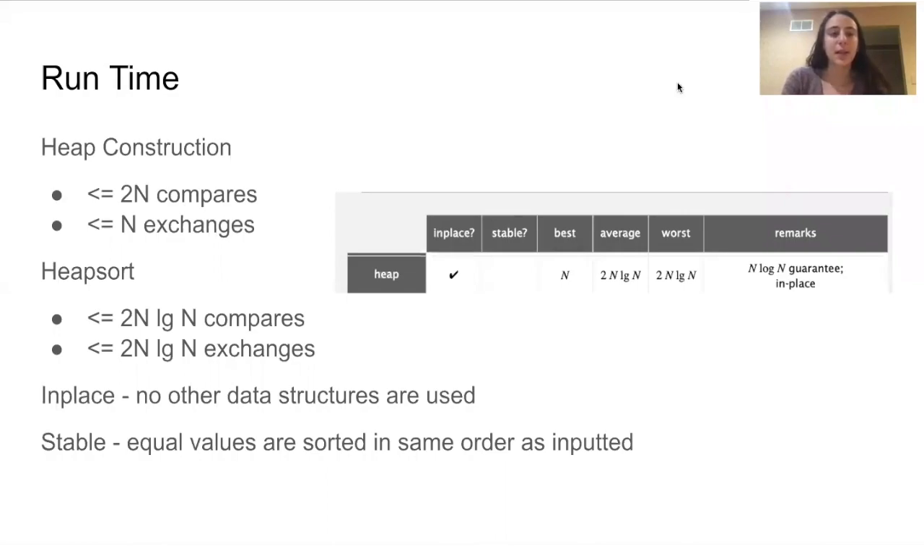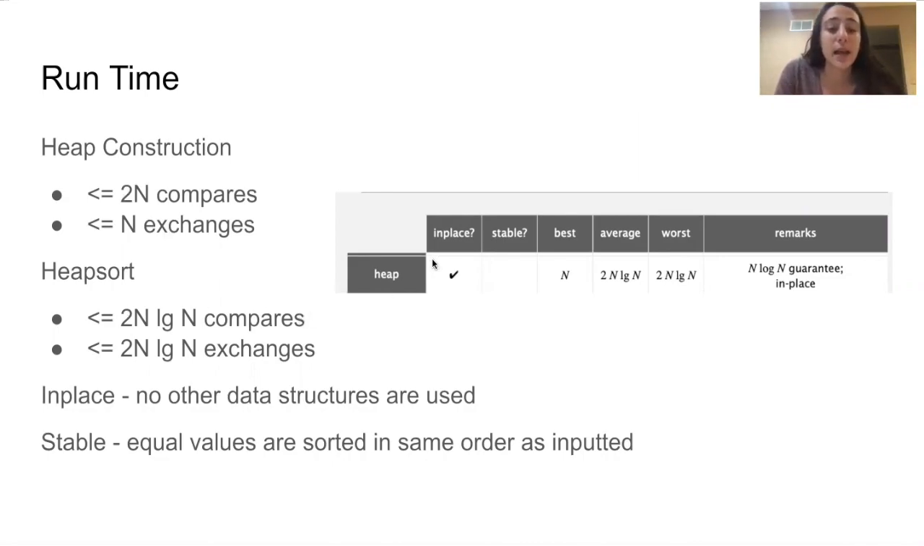So here is the runtime analysis for HeapSort. Heap construction takes less than or equal to 2n compares and less than or equal to n exchanges, so linear. And HeapSort takes less than or equal to 2n log n compares and less than or equal to n log n exchanges, so linearithmic.